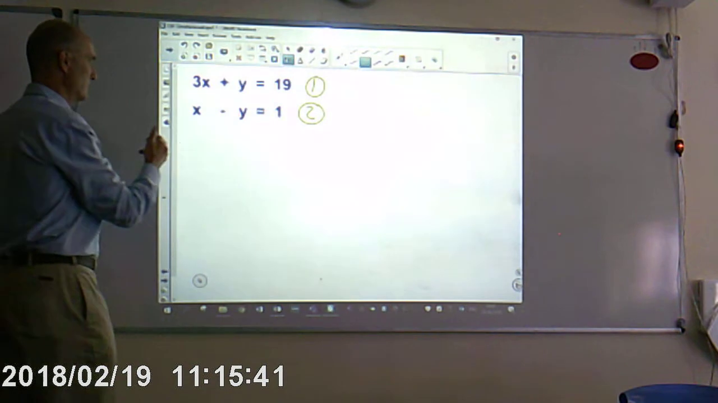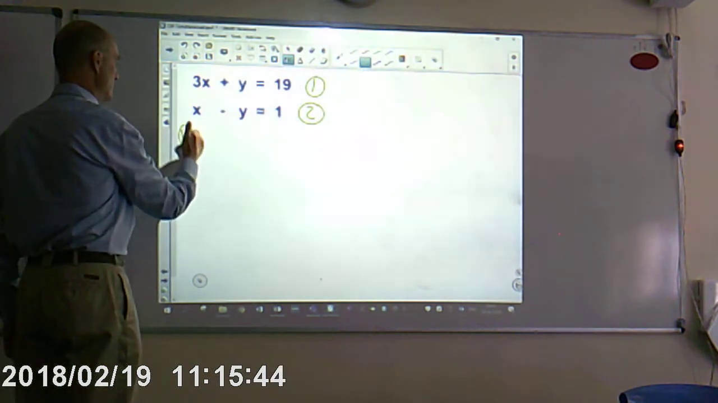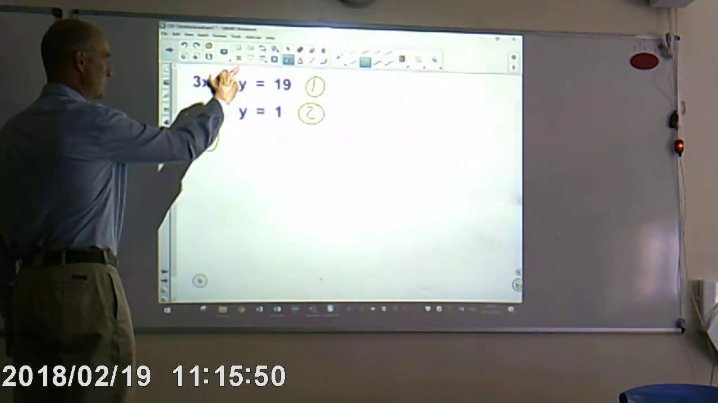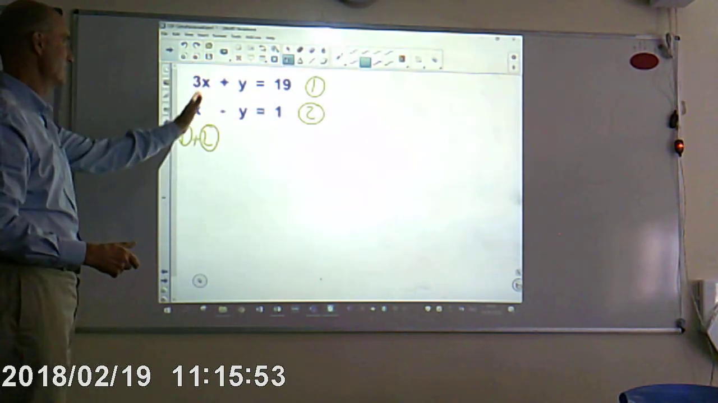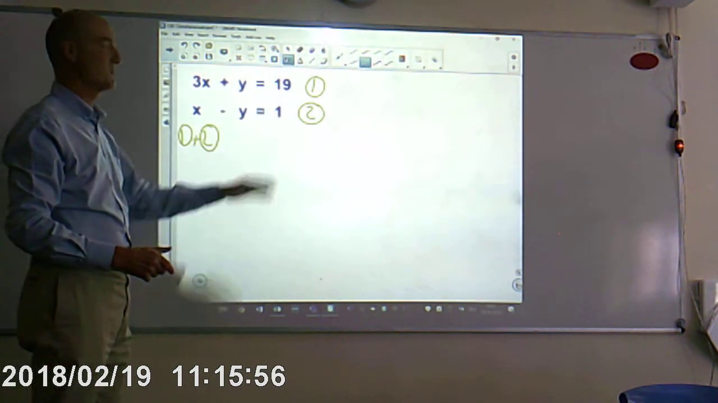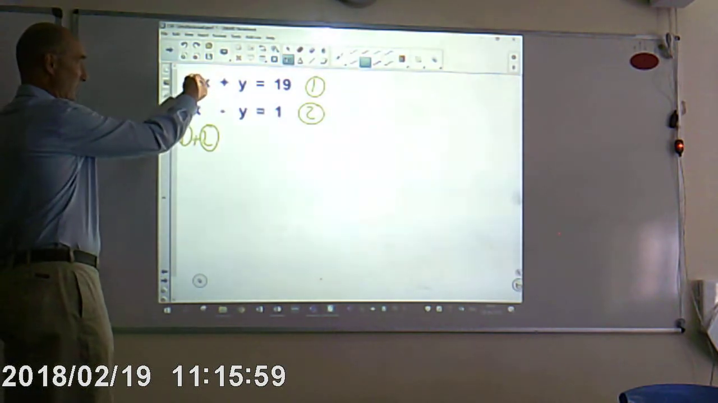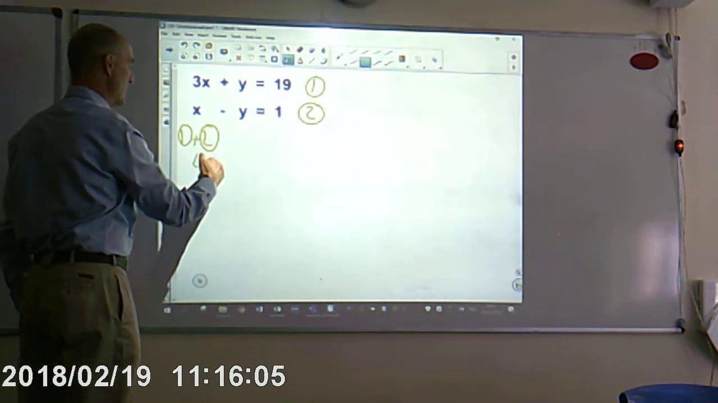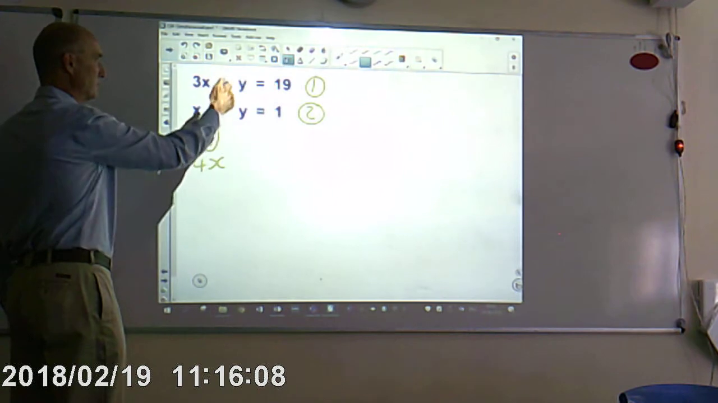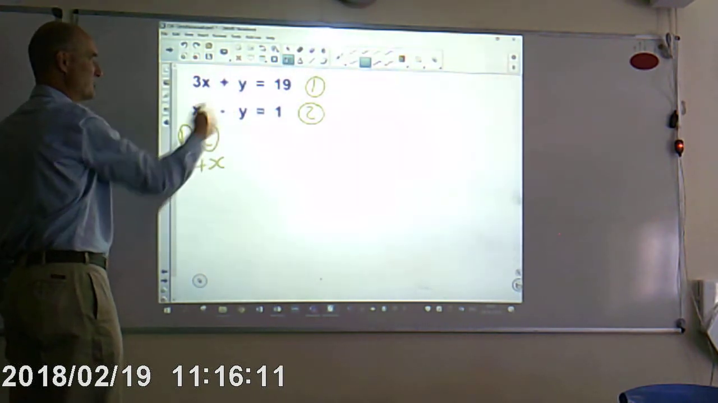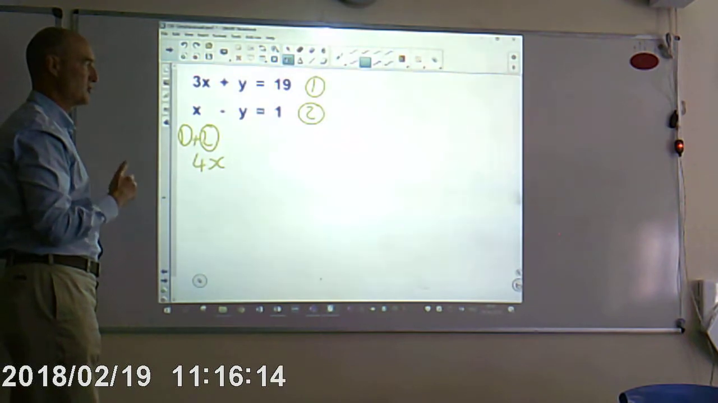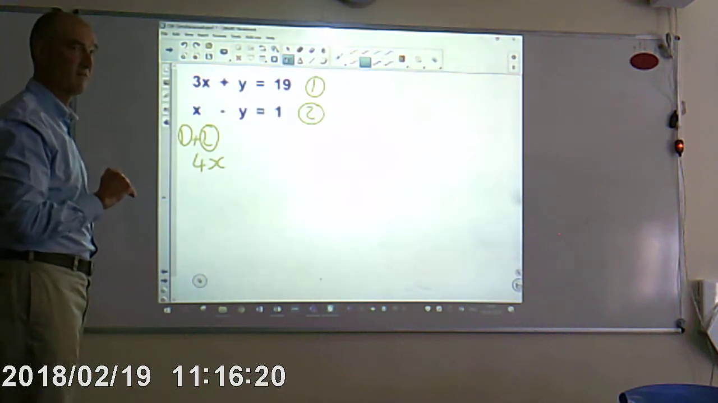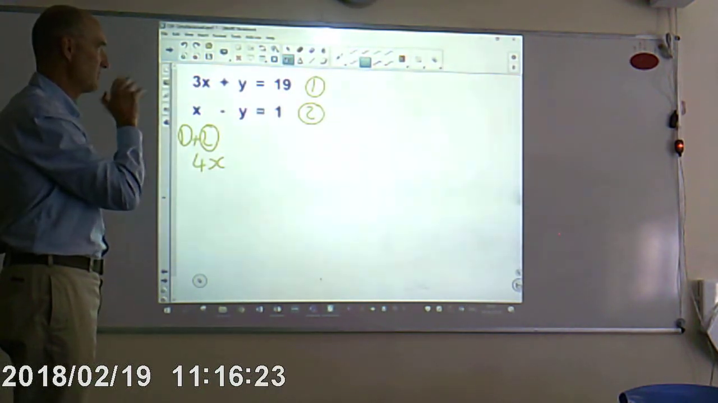So, what happens when we add equation 1 to equation 2? You'll see the way I've written these with the x's and the y's and the numbers aligned. So if you add up the x's in equation 1 and equation 2, 3x plus x gives me 4x. We add up the y's, plus y added to a negative y. What does that give me? It gives me 0. I've got rid of the y's. I've eliminated the y's.